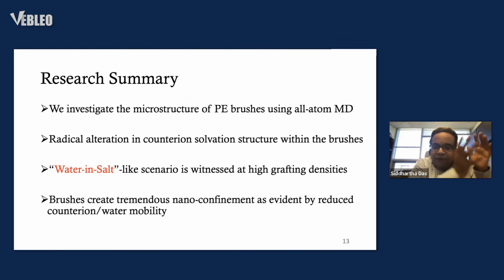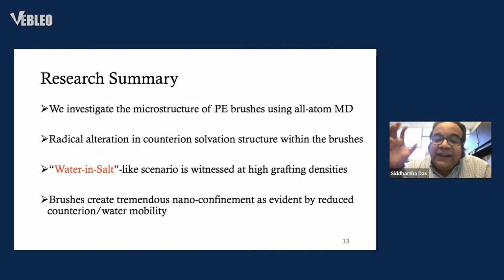So this is the research summary of the first part of my talk, where we have investigated in great detail the microscopic structure of water and ions for as fundamental a system as polyelectrolyte brushes. And we have identified, for example, the radical alteration of the structure in the counter-ion solvation, water and salt-like scenario, or even a drastic reduction in the mobility.